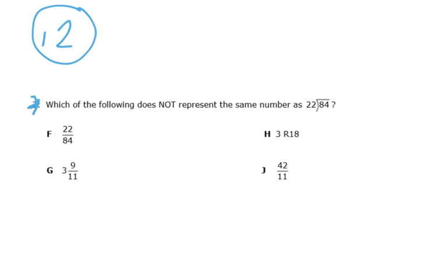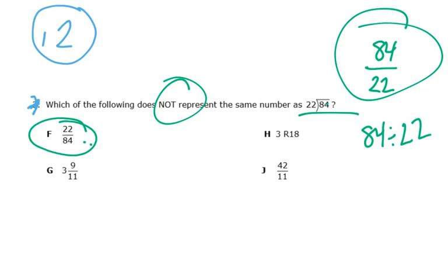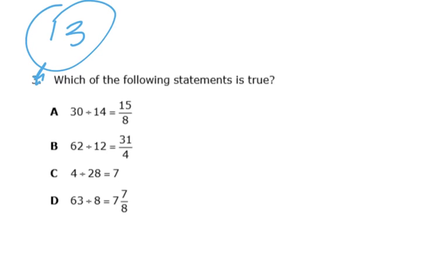Which of the following does not represent the same number as this? What I would do right away, before I even look at my answer choices, is say, well, if 84 is inside my house, it's going to be on top of my fraction, and it would be the first thing in a division sentence. And I would write out all my options and then go look at the answer choices, keeping in mind I'm looking for the one that doesn't represent it. Just starting with F. If this is what actually represents it, this is the opposite, which doesn't represent it, so there's my answer.